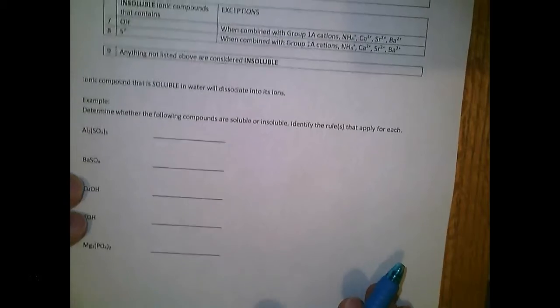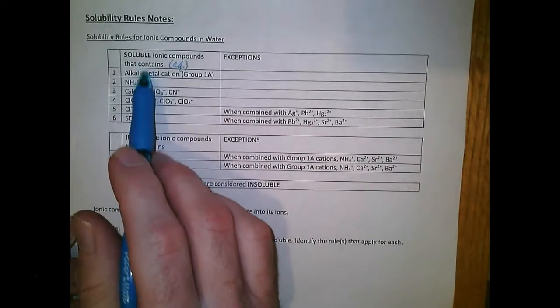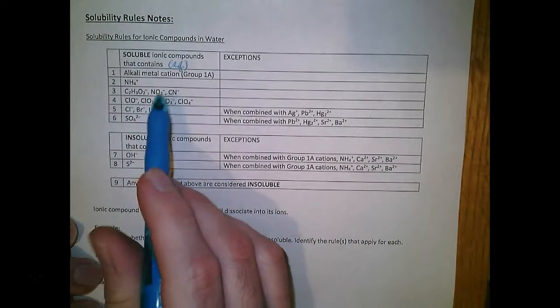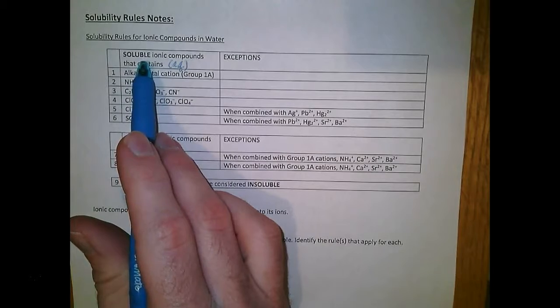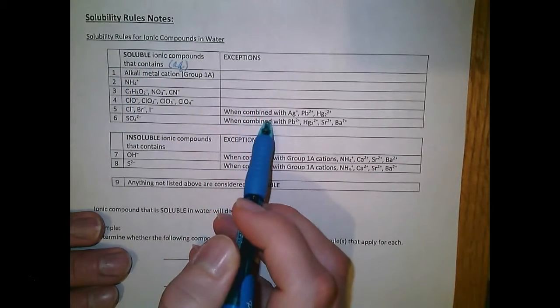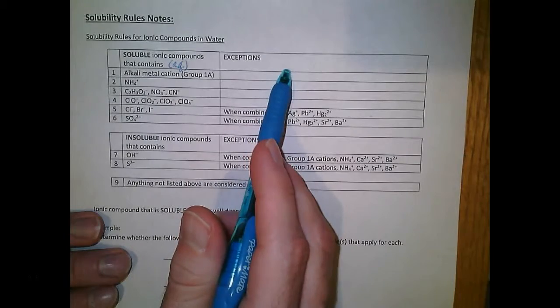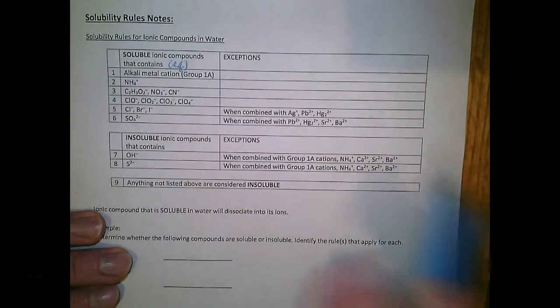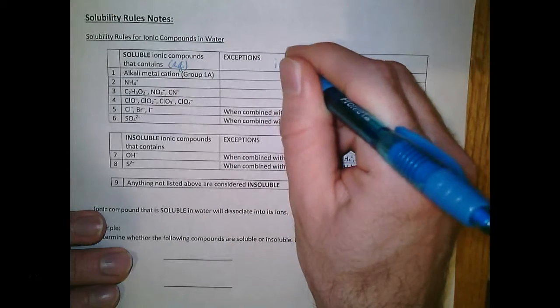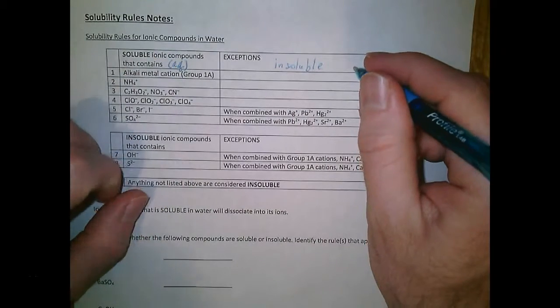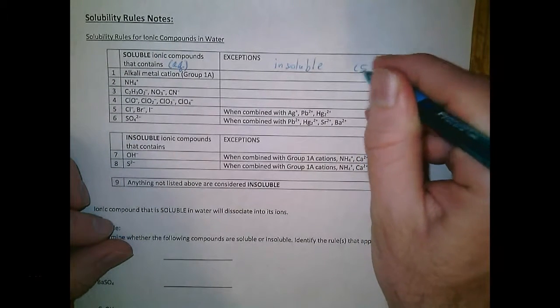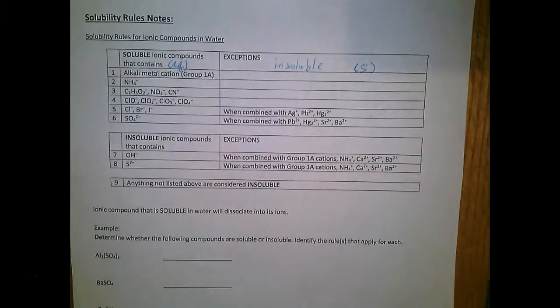If you're looking at an ionic compound like Al2(SO4)3, you look to see which ions are involved in the compound. If one of these ions is involved in the compound, it tends to be soluble. There are exceptions for a couple of them. If the exception is there, that means it's not soluble. Instead, we would say it's insoluble. In the state of matter, instead of aqueous, the state of matter for insoluble would be solid because it didn't dissolve. It's like a powder. Let's do an example of that.